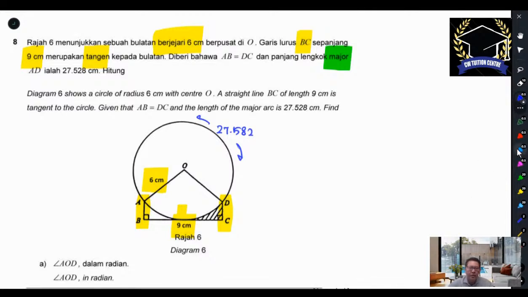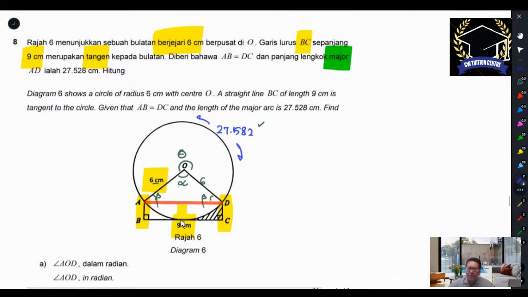Let's analyze the question first. So there will be this line. 9 cm, 90 degrees, it will make a rectangle. And if this is 6 cm, this one also must be 6 cm because it's the radius. Then they give me 27, so I can find the theta. If I can find the theta, I can find the alpha. If I cannot find the alpha, I can find the beta over here. I can find almost everything.